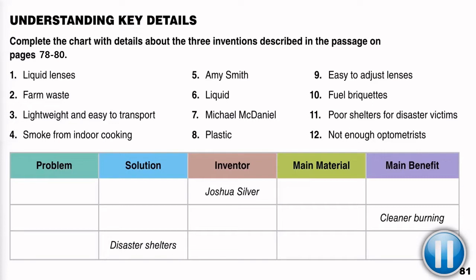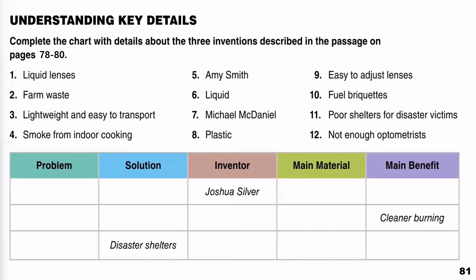So you are ready to check your answers because you have unpaused the video. Okay, so the inventor is Joshua Silver. The problem? Not enough optometrists. The solution? Liquid lenses. The main material? Liquid. The main benefit? Easy to adjust. You can add lenses, but easy to adjust. So lenses are easy to adjust.